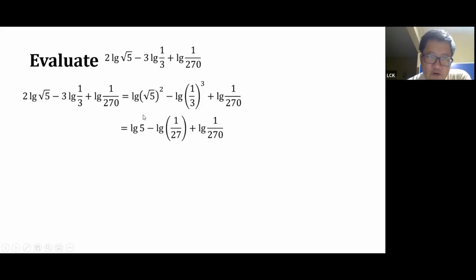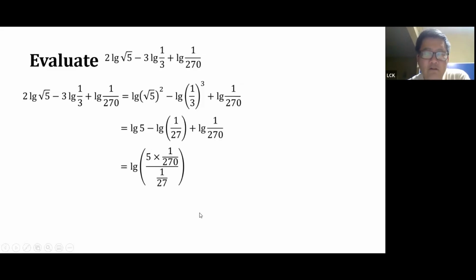How did I get 5? Square root 5 times square root 5, you get a 5. 1 over 3 times 1 over 3 times 1 over 3 is 1 over 27. All right, that's retained. That's beautiful. So once you have this, use your formula, your logarithmic rules. Log 5 plus log 1 over 270. So that has to be a multiply. That's a minus, so that goes down. It's a divide. So do the multiplication and then the division right here.